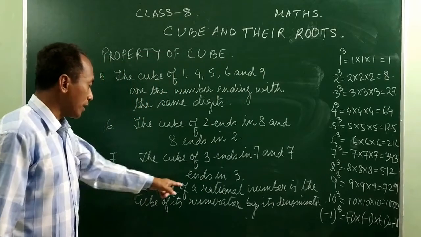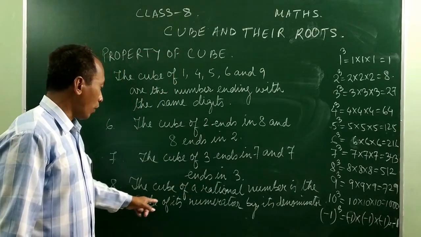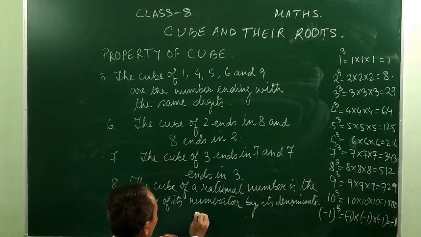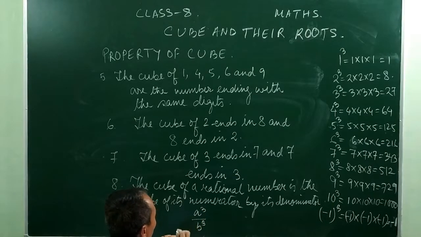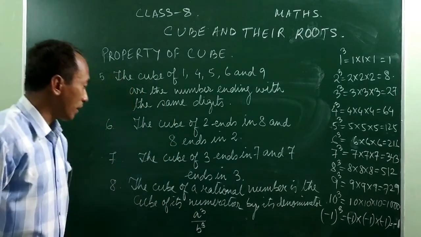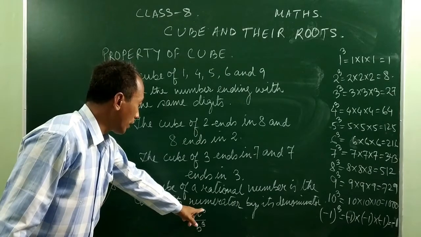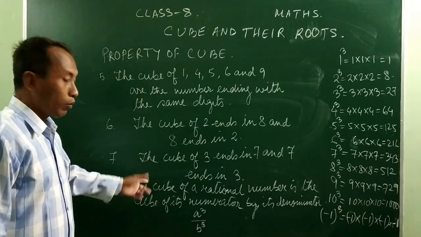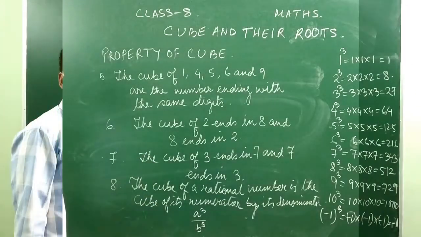Now, the cube of a rational number is the cube of its numerator divided by the cube of its denominator. For example, a cube by b cube. So this is a rational number. The cube of the numerator divided by the cube of the denominator is the cube of any rational number.